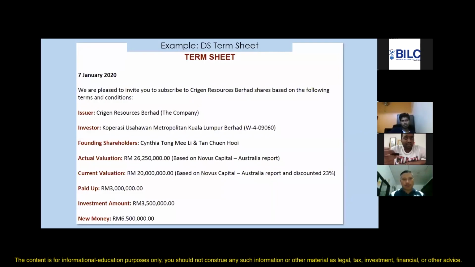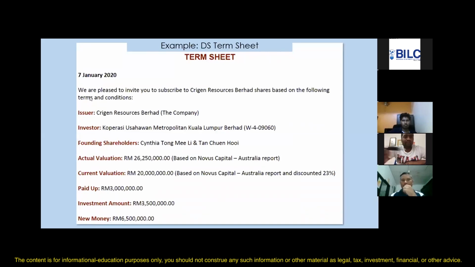So this is a sample of a term sheet. Basically, you can read from here that it just encapsulates, at a glance, when this term sheet is dated, who is the issuer of the term sheet, who the investor is, who the founding shareholders are, what the actual valuation is, what the current valuation is, what's paid up, what the investment is, and what the new money going in is. So in an instant, in one pager and one short form, you will capture most of the important information that you would need to establish before you can put your money in.